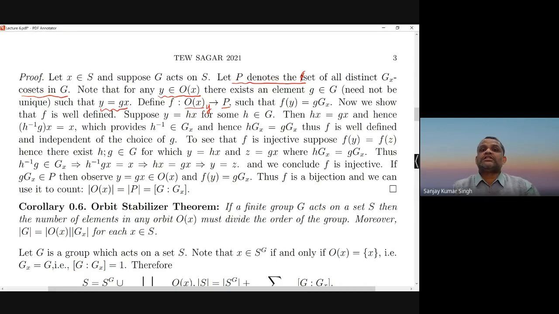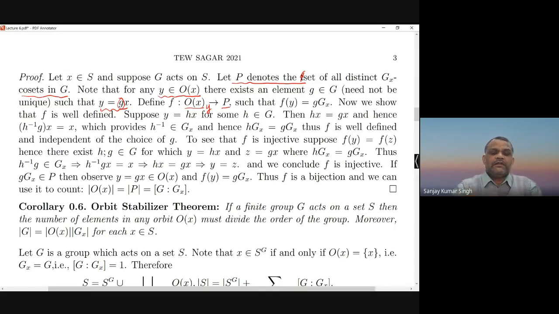Now, a natural question is: what is the guarantee of uniqueness of this g? There is no guarantee. So we have to verify that if we change the choice of g, this map is still well defined. And this we have already done in the next step. After that, I will check that I have a map, and then prove that this map is bijective, and we are done.